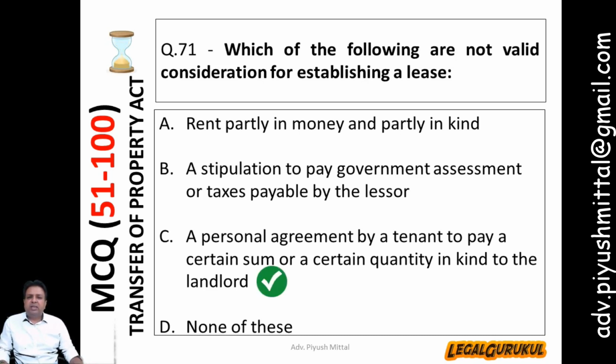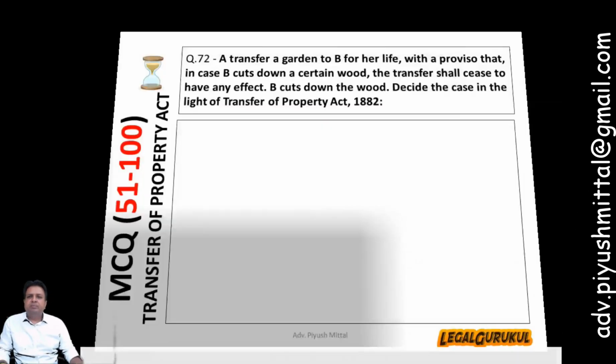D, none of these, and the correct answer is C, a personal agreement by a tenant to pay a certain sum or a certain quantity in kind to the landlord.